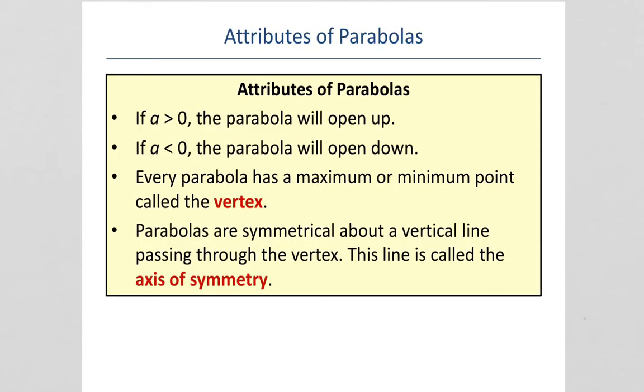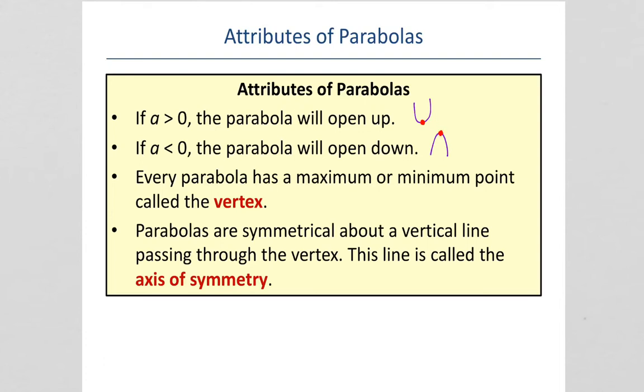Attributes of parabolas: if a is greater than 0, it's going to open up like that. If a is less than 0, so if a is negative, the parabola will open down. Every parabola has a maximum or minimum point called the vertex. So if the parabola opens up, it has a minimum. If the parabola opens down, it has a maximum.